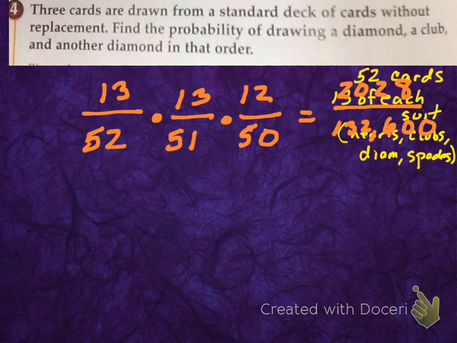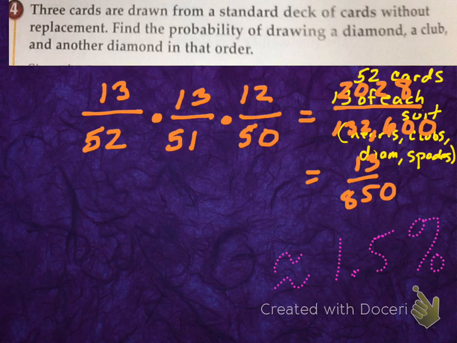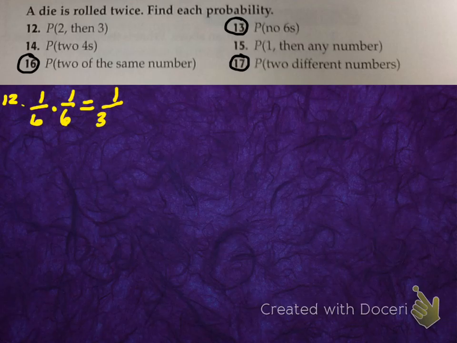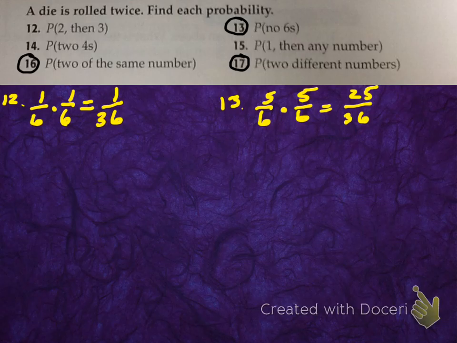But that also reduces a little bit and is approximately 1.5%. Okay, for these questions, I've got the answers to all 6. Let's see here. For 13, you would have no 6s, which would be 5 out of 6 times 5 out of 6, because anything but a 6 is good, which would be 25 out of 36.